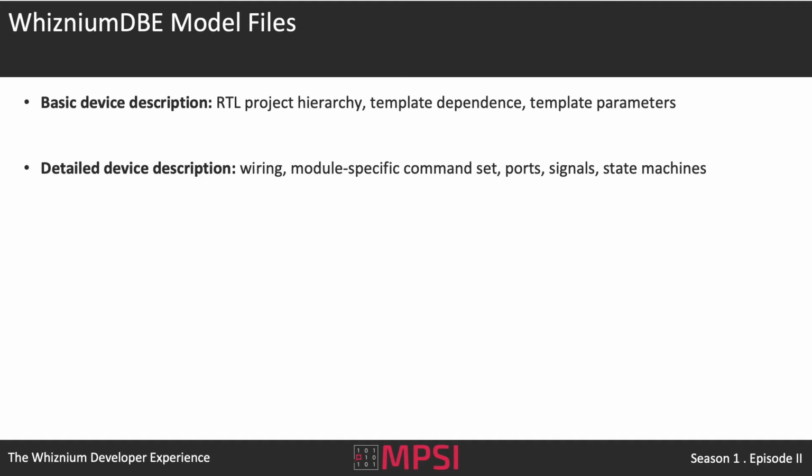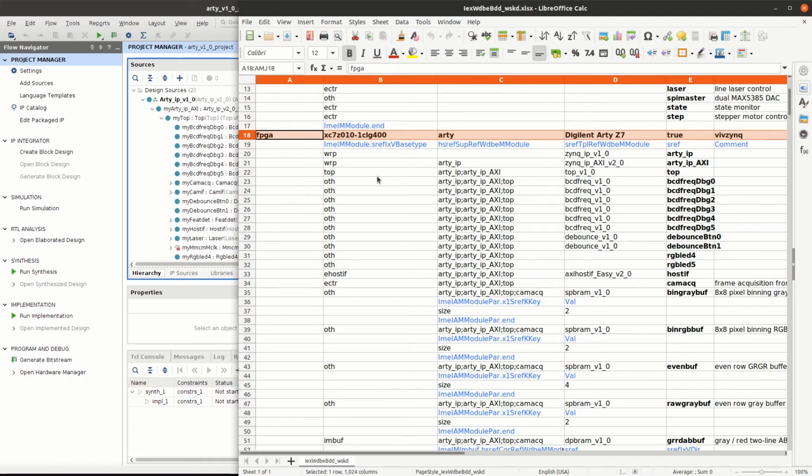If your scope as a developer is not so much programmable logic, you can skip this section. As you can see on this slide, WhizniumDBE receives its model information via two model files: basic device description and detailed device description. The first I'm showing here, again for the 3D laser scanner use case, is the basic device description.